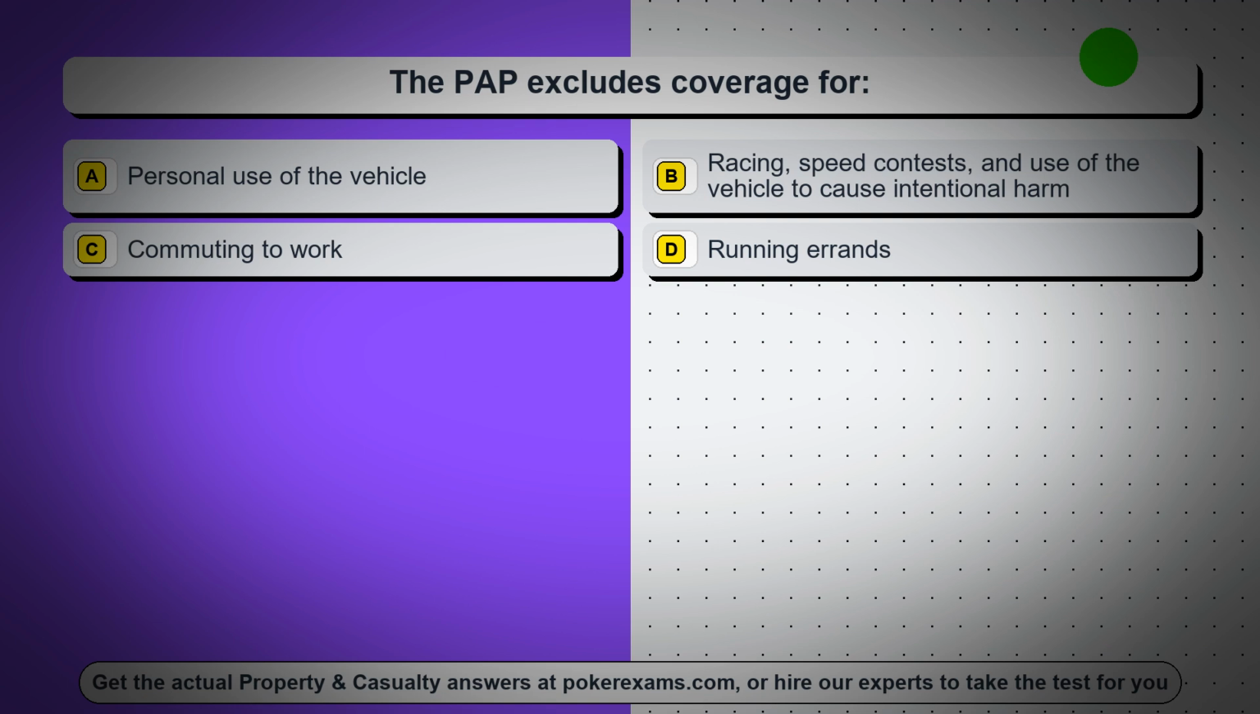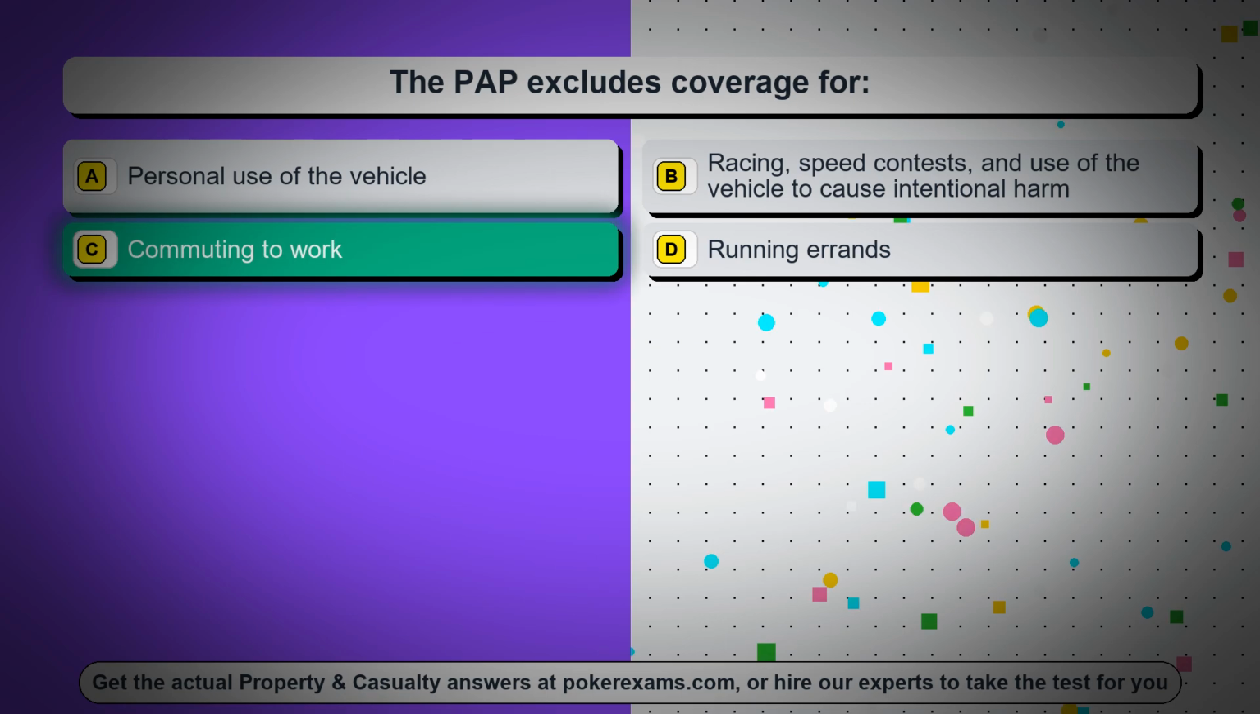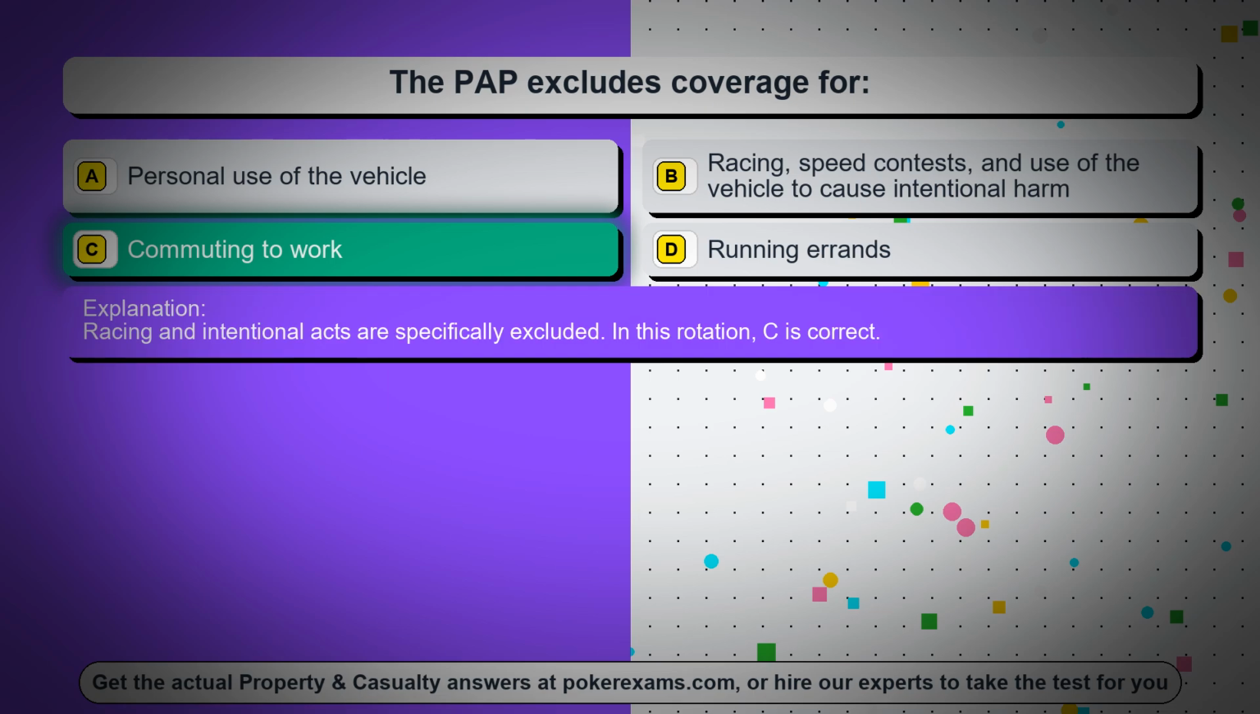Question 25. The PAP excludes coverage for: option A, personal use of the vehicle; option B, racing, speed contests, and use of the vehicle to cause intentional harm; option C, commuting to work; option D, running errands. The correct answer is option C, commuting to work. Racing and intentional acts are specifically excluded. In this rotation, C is correct.